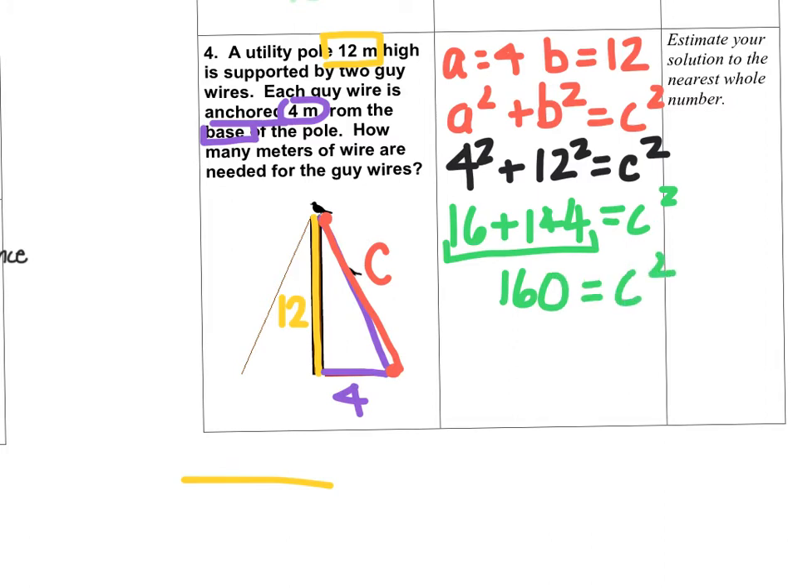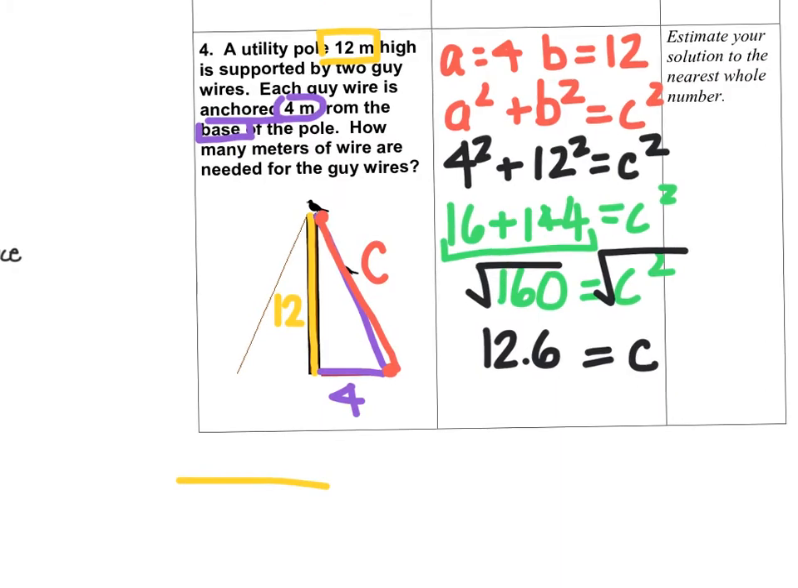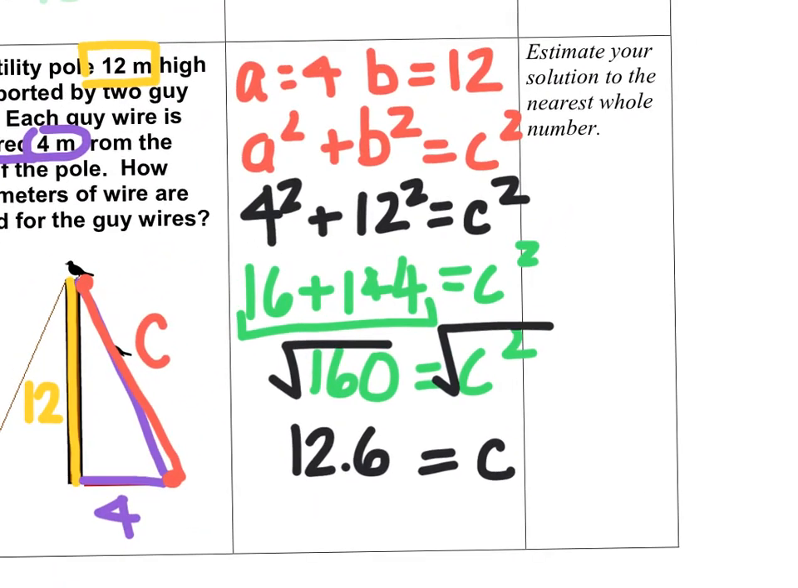Now we'll do the opposite of squaring a number. We'll take the square root, and c is equal to 12.6. Now look at the solution. The solution says estimate your solution to the nearest whole number. So I want my final answer to be a whole number, but I would encourage you not to round until you get to the end.